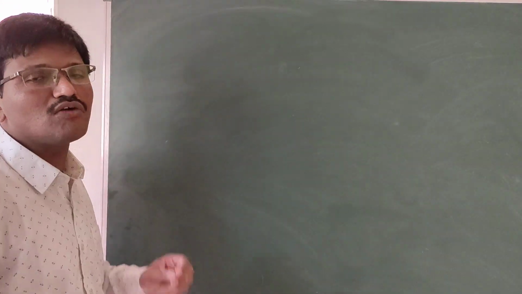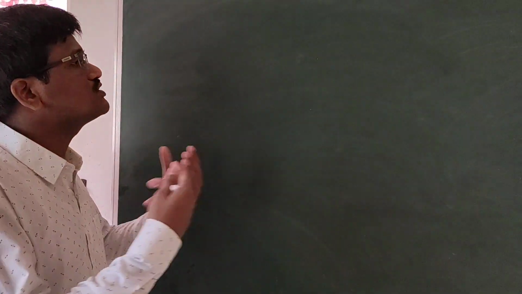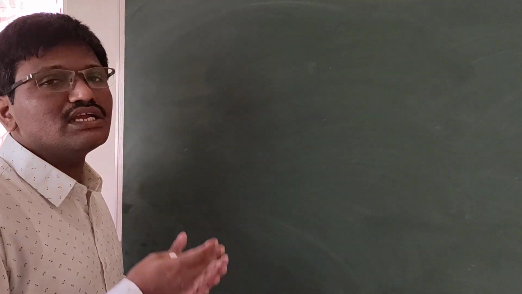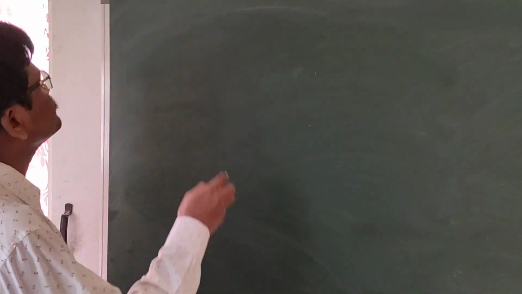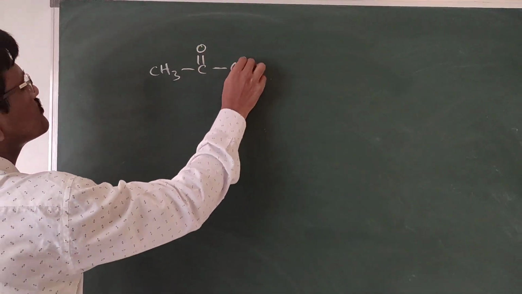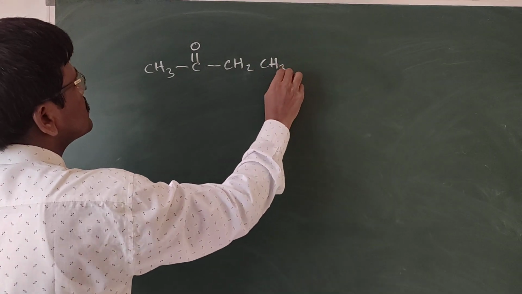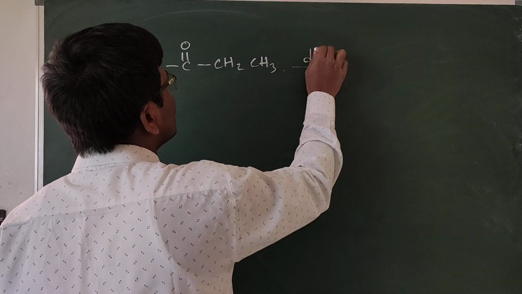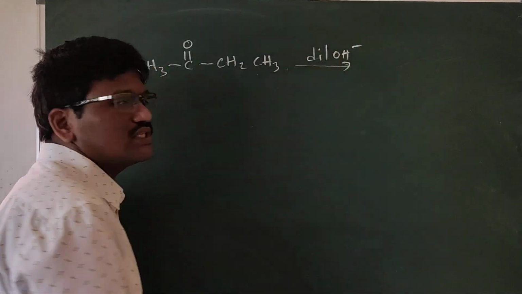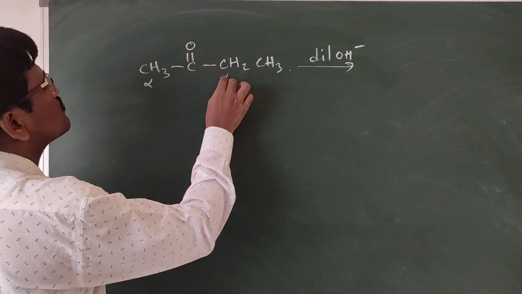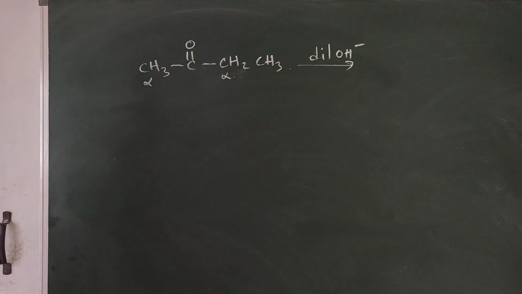We are calculating the number of aldol products, and also discussing crossed aldol condensation and intramolecular aldol condensation. So consider an example. This is the type of ketone we are taking. This is treated with dilute base. This ketone consists of two different types of alpha hydrogens.